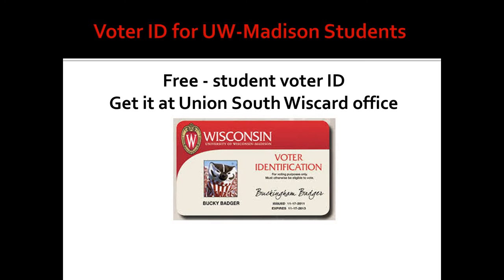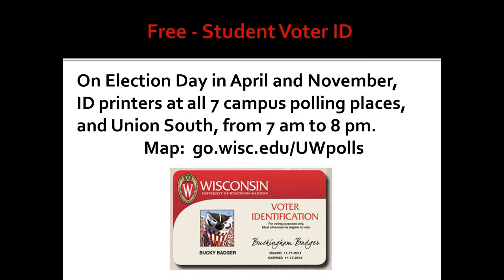Any UW-Madison student can get a free student voter ID at Union South. Just bring your WISC card to the WISC card office anytime they are open. On Election Day in April and November, there will be ID printers at all 7 campus polling places and Union South from 7 a.m. to 8 p.m. There is a map at go.wisc.edu/UW-polls.